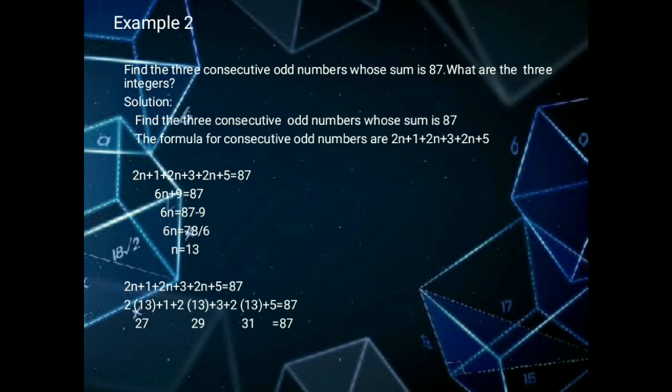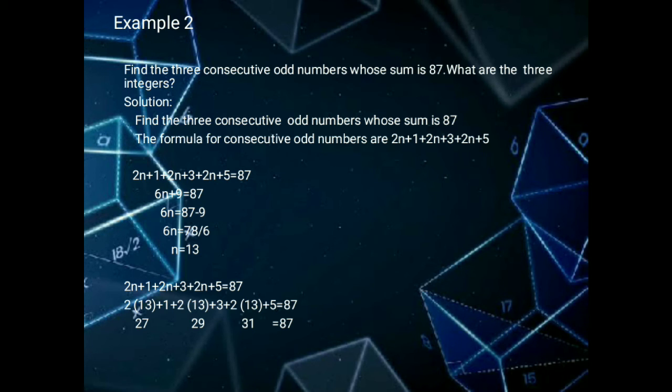So, same process as in the first example: all the 2n we add, which is 6n. And then the remaining numbers, plus 1, plus 3, plus 5, equals 9. So, equals 87. So, it becomes 6n plus 9 equals 87. So, 6n equals 87 minus 9. The positive 9 earlier we transpose into a negative, which becomes negative 9. So, bring down 6n equals 87 minus 9 equals 78.